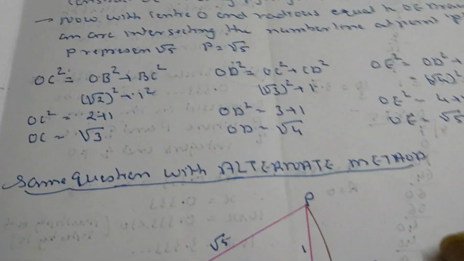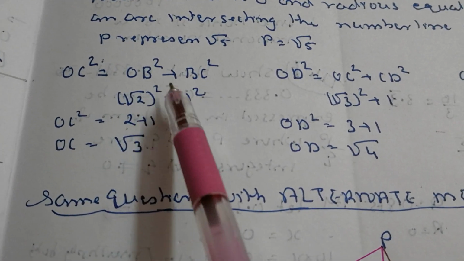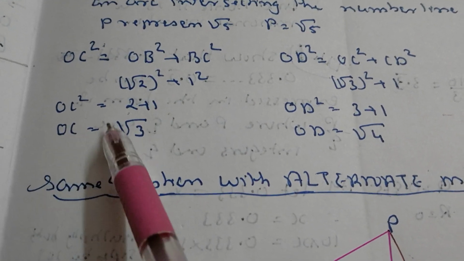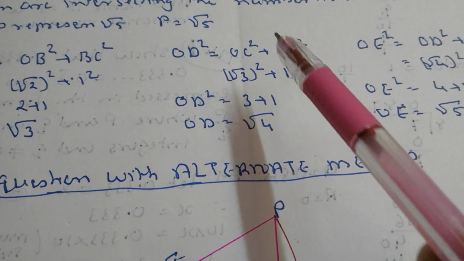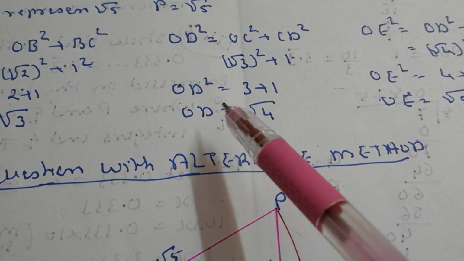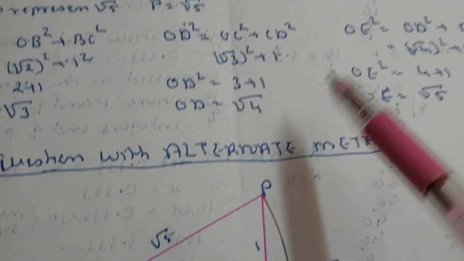Well, I have explained to you all the Pythagoras rules. Over here OC square is equal to OB square plus BC square, root 2 square plus 1 square. OC is equal to 2 plus 1, which is root 3. OD is equal to OC square plus CD square, that is root 3 square plus 1. OD is equal to 3 plus 1, and OD is equal to root 4. Same way for root 5.